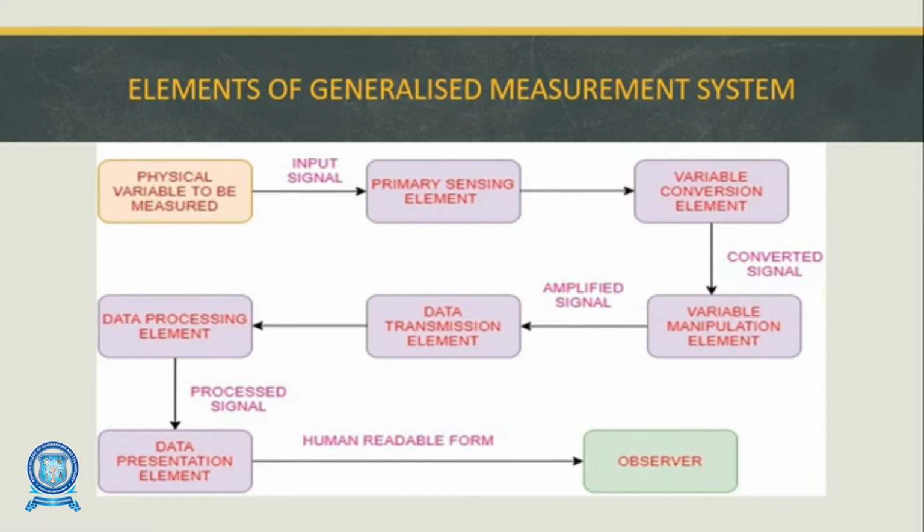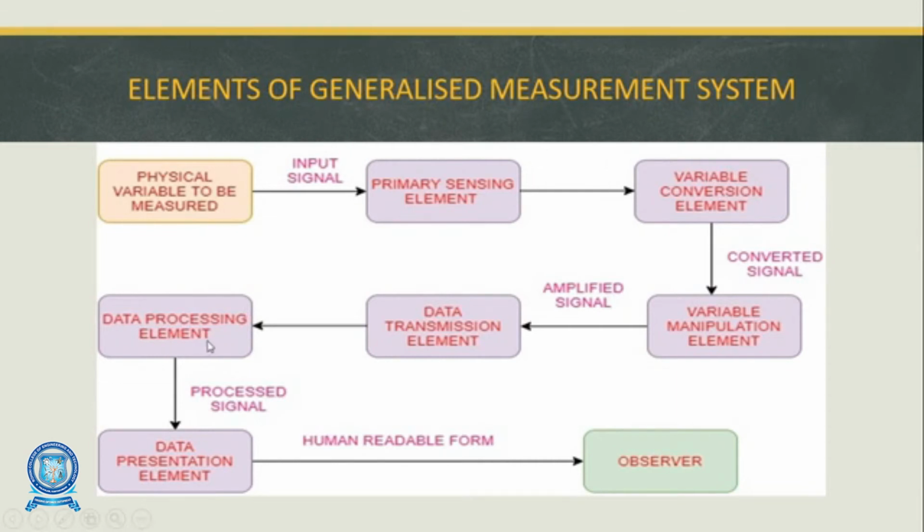Okay, then what's the work of the transmission element? Data transmission element receives the output of the variable manipulation element and transmits the data from one element to the other. It transfers the data from the manipulation element to the processing element.